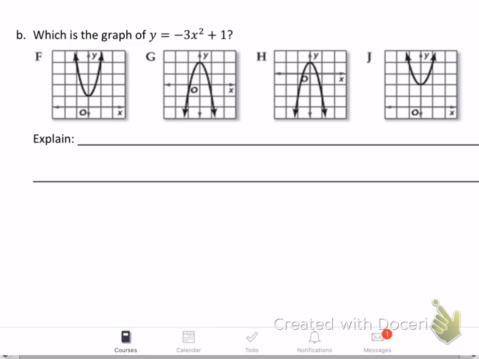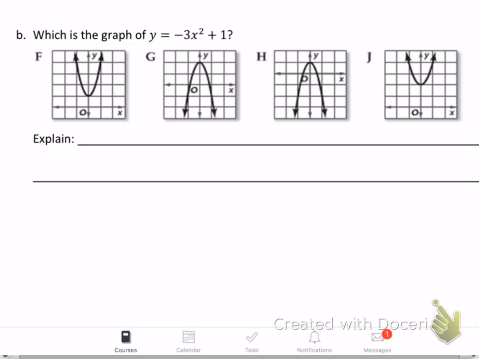And for your last example, 4B, this time we give you an equation, y is equal to negative 3x squared plus 1, and think about the different transformations that should occur. Maybe think about that first, write down what the transformations are, and then based on those transformations, choose either F, G, H, or J, and then give a brief explanation. And again, when you get back to class, we'll discuss this answer.